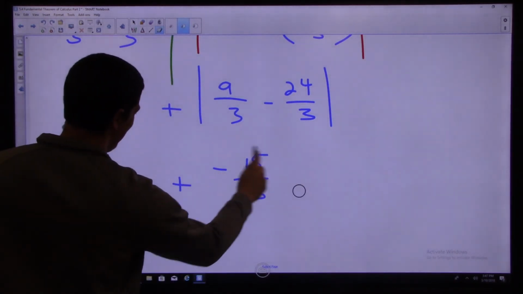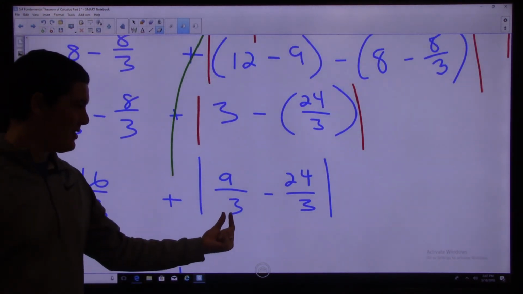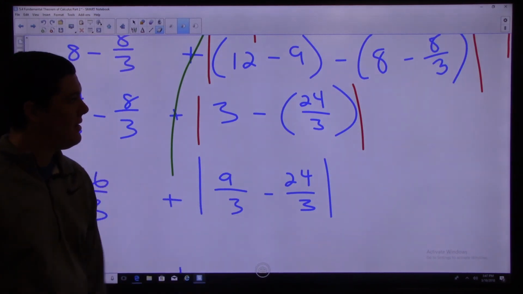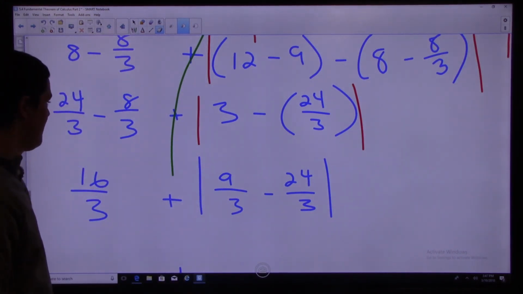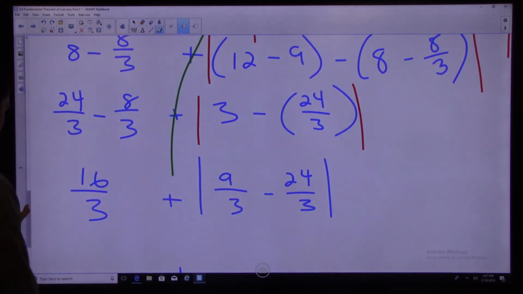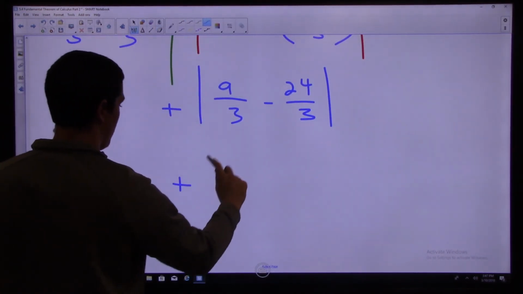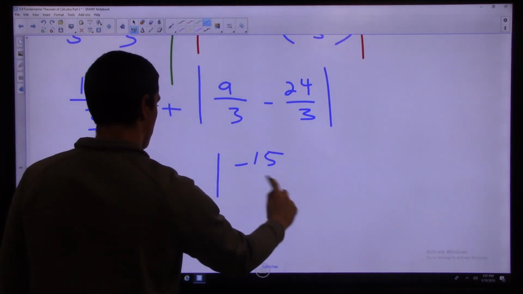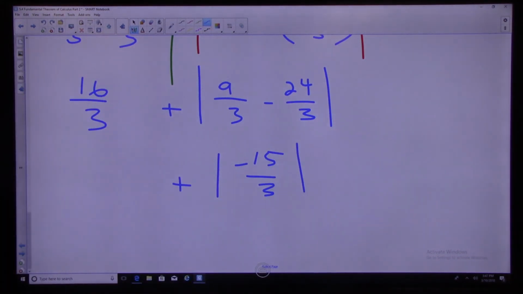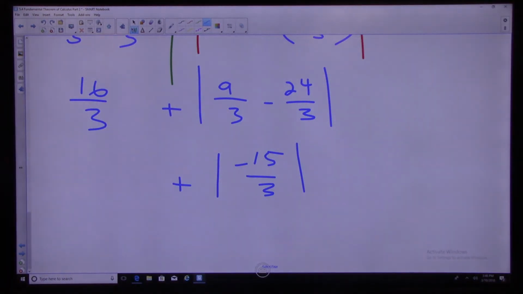Sorry, I could have saved a lot of time here. 9 thirds is 3. 24 thirds is, that's 8, isn't it? So 3 minus 8, that's negative 5. Well, okay, might as well write it as negative 15 thirds. Negative 15 thirds, same thing as negative 9 thirds. I'm sorry, guys. Wow, that's bad. Okay, negative 15 thirds, same thing as negative 5. Okay.